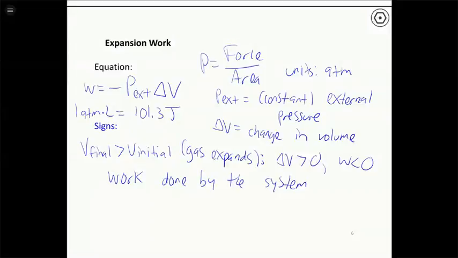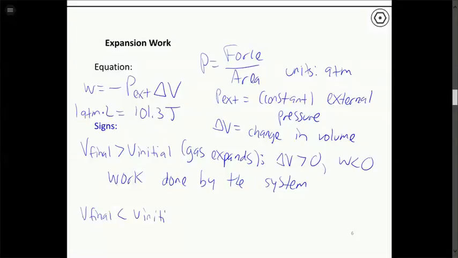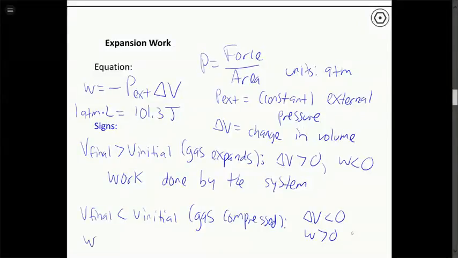And then the other possibility is if our final volume is smaller than our initial volume, that means the gas is going to be compressed. The change in volume is going to be negative. That means the work is going to be positive because of the negative sign in the equation. And that means work is done on the system.